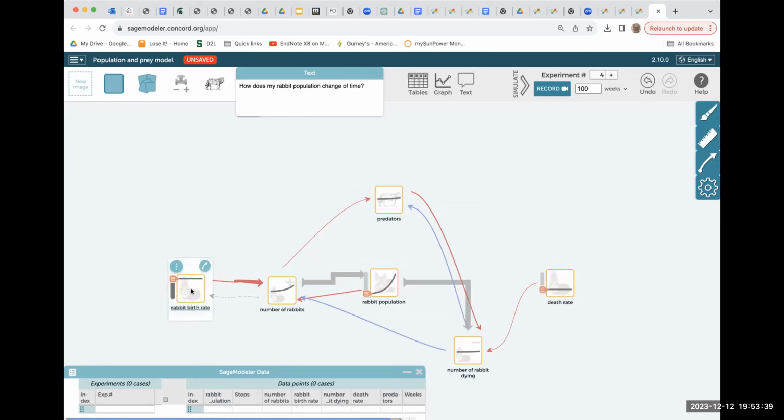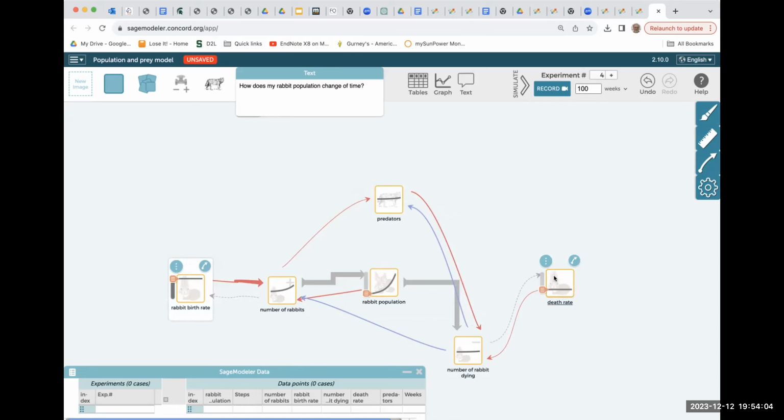So the more rabbits I have, the higher my rabbit birth rate should be. Would you agree? Yeah. So I could add a variable there as well. The same thing should be true going the other way. The higher the number of rabbits dying, the higher the death rate should be. So I think there's a variety of different ways you could explore what's actually going on there.